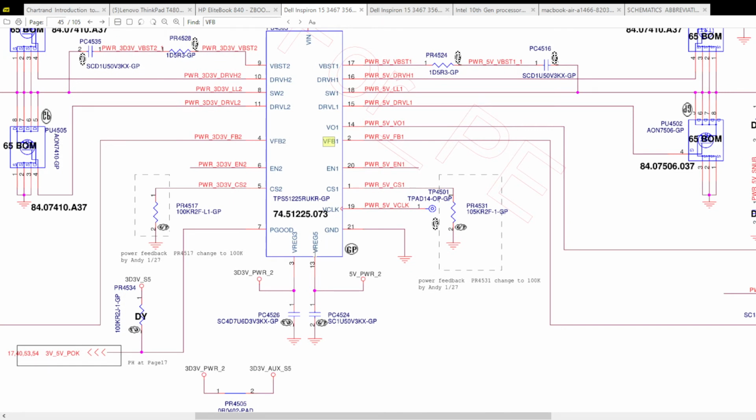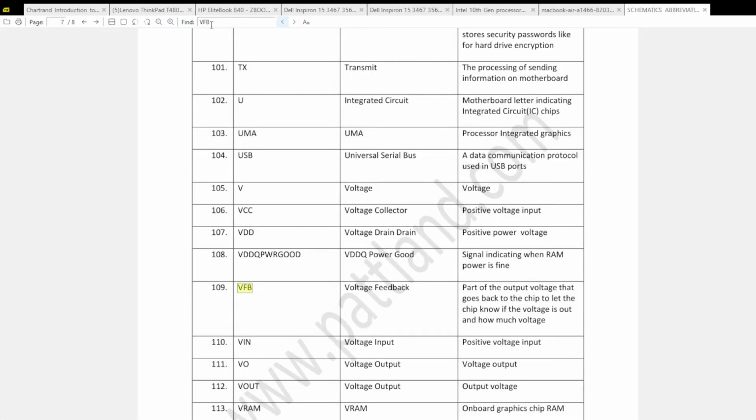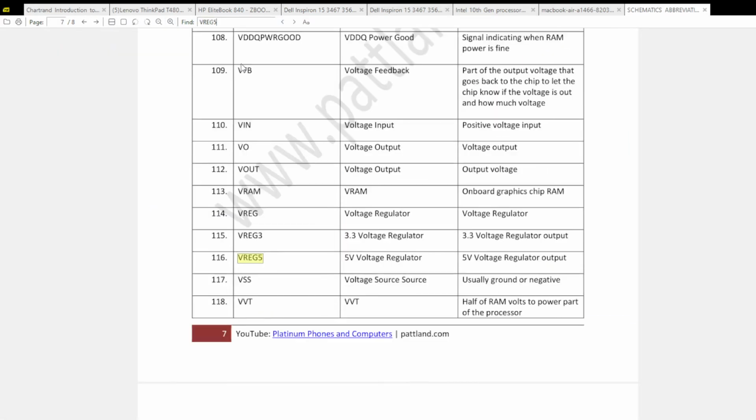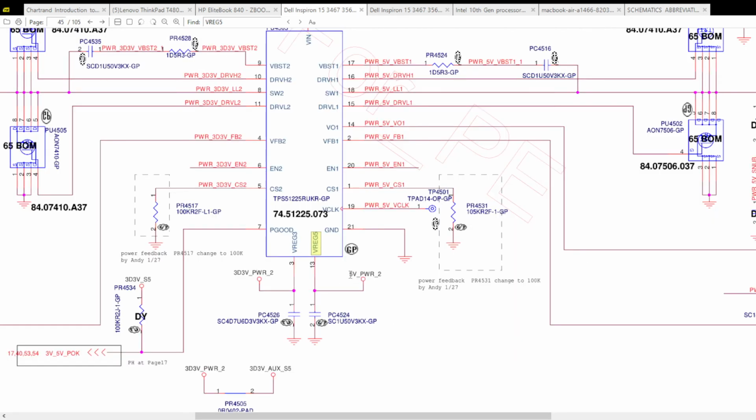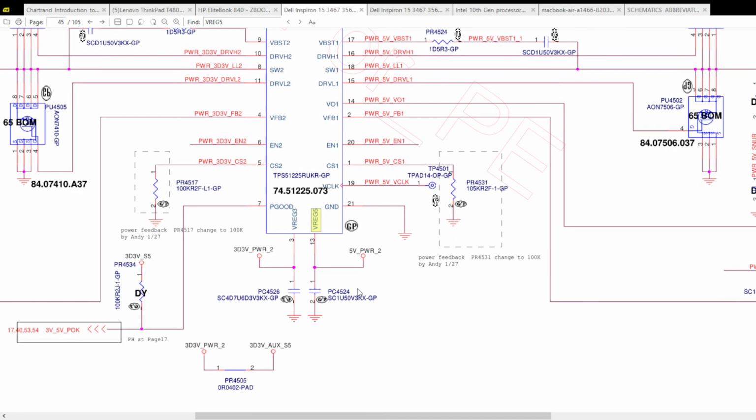Let's say you take a look at this one, which is pin 13. You can copy it here, come back to this document, paste it here, and here it shows 5 volts regulator, which means 5 volt regulator output. So this is where 5 volts comes out, right?